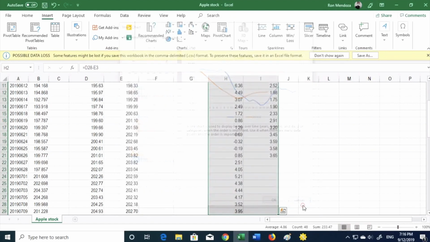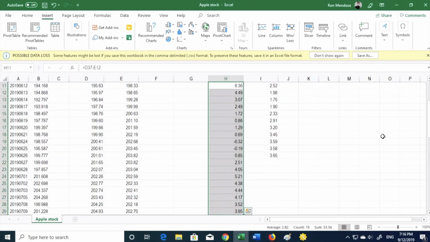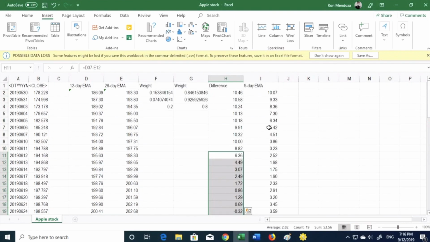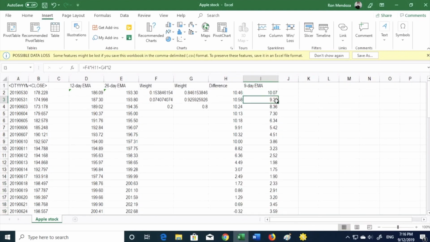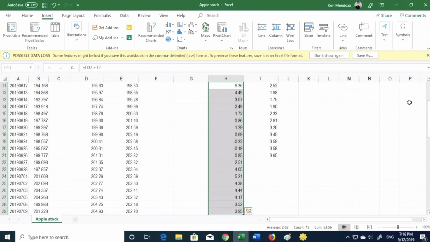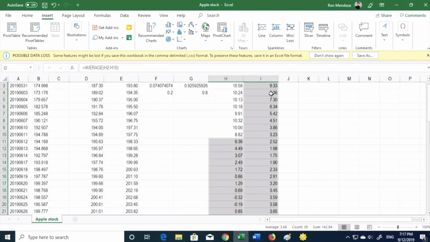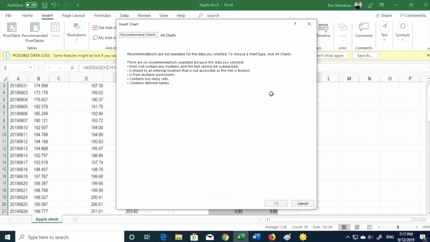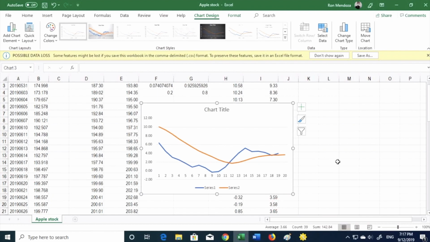Hold on. Oh, I think I made a mistake. We need to get the 9-day so it matches the starting date. Right. Oops. Let me do it again. Okay. And select all charts and then the line. Alright, there we go.